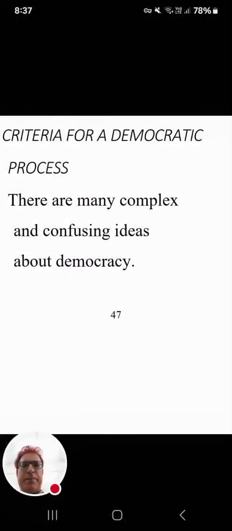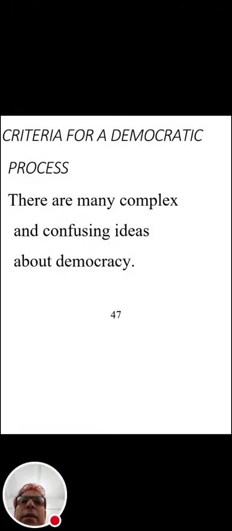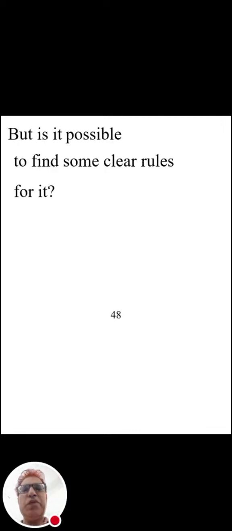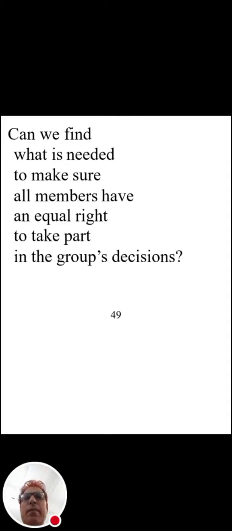Okay, yes, we are discussing Robert Dahl's criteria for democratic process. So Robert Dahl says there are many complex and confusing ideas about democracy. But is it possible to find some clear rules for it? Is it possible to find some clear rules for democracy? Can we find what is needed to make sure all members have an equal right to take part in the group's decisions? Can we make it sure?